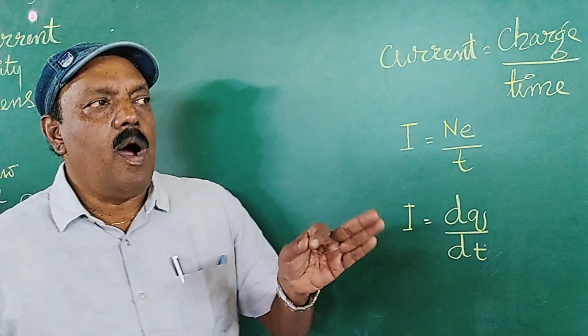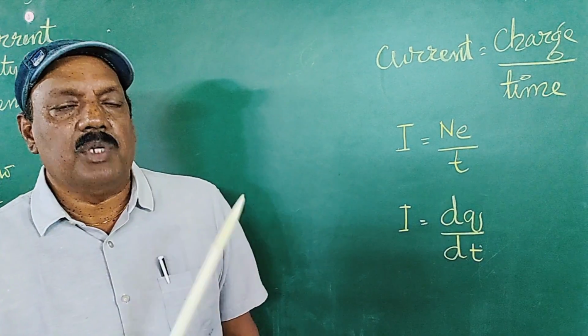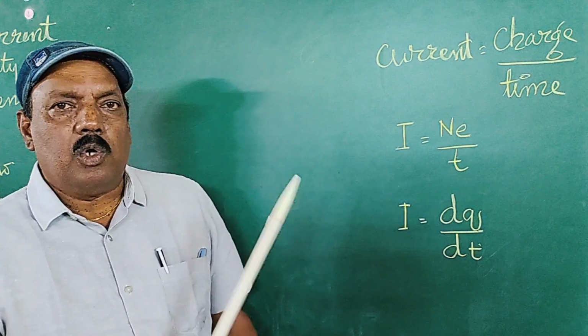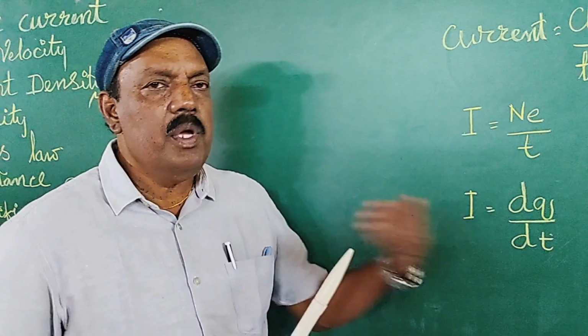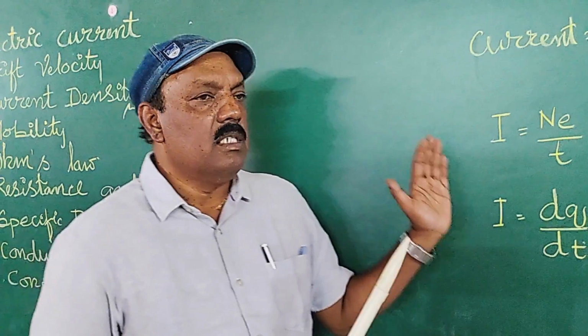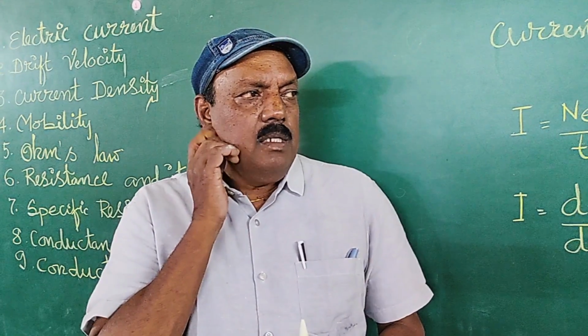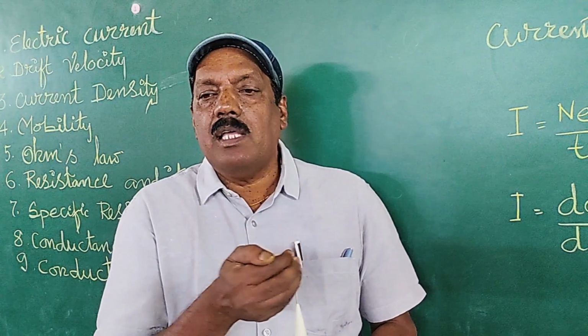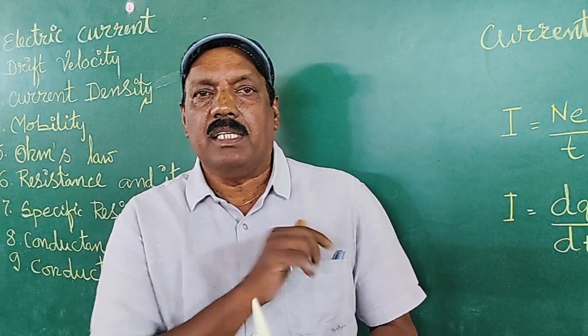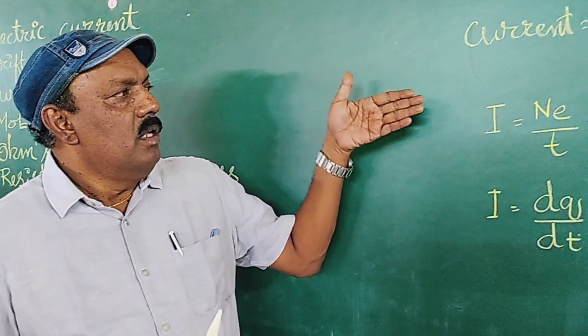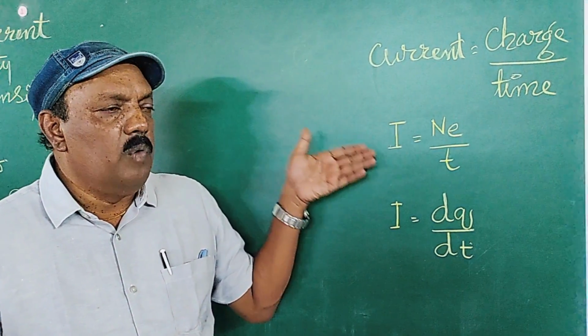Thereafter, what is the meaning of conventional current? The movement from the higher potential to lower potential we call conventional current. That is nothing but the positive charge moving from the positive to the negative terminal. That is called conventional current. So it is a very simple way to go for electric current.